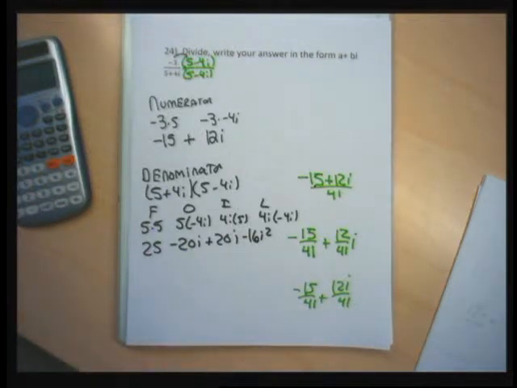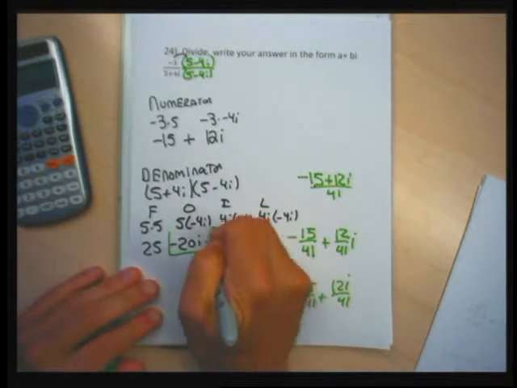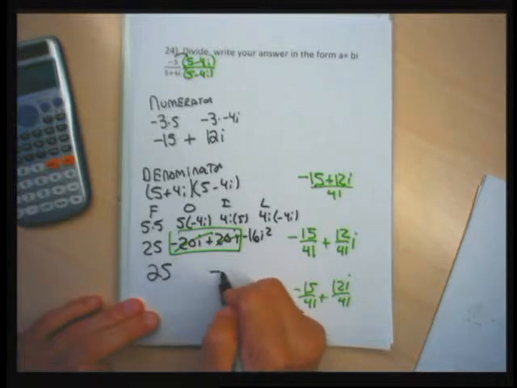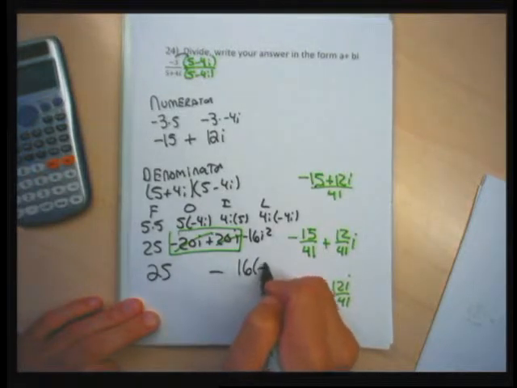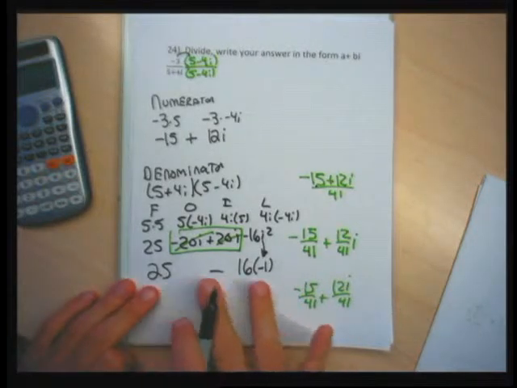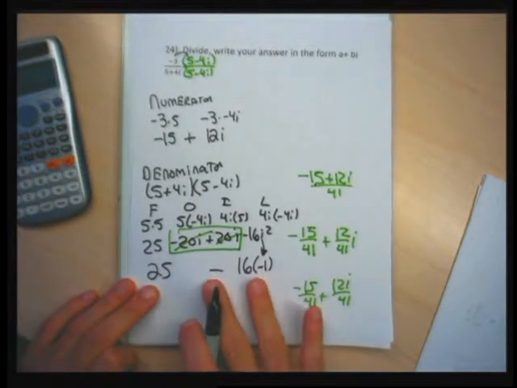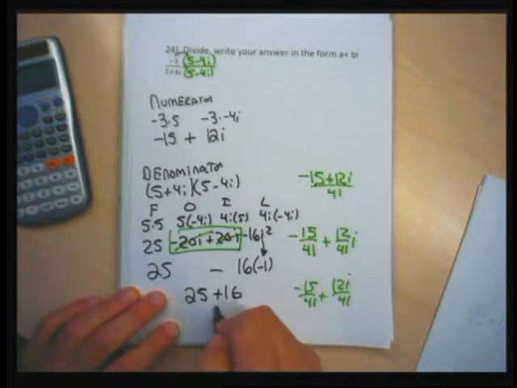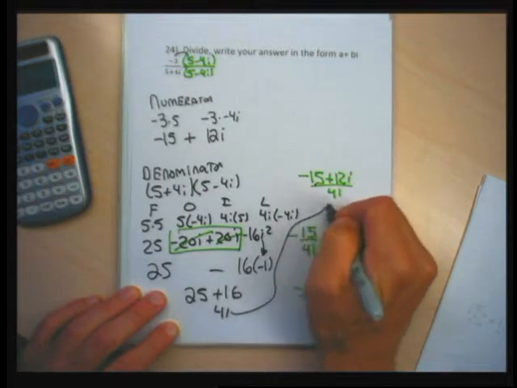The outers and the inners cancel because they're opposites. What I'm left with is the first, which is 25, and the last, which is minus 16i squared. But that i squared I can change to a negative 1. So I can change it to 25 minus 16 times negative 1. This double negative is going to go plus, and I'm going to get 25 plus 16, which is the 41 that I put in my answer.